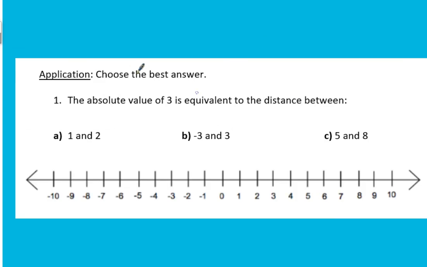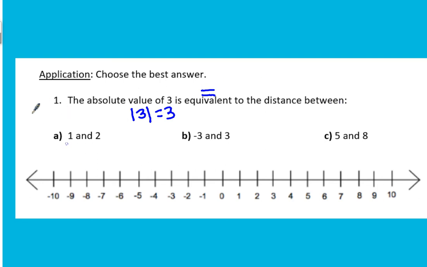As we move into these last two examples, they're a little bit different than what we've been seeing. In this first one it says, choose the best answer. The absolute value of 3 is equivalent to the distance between. So we first want to consider the absolute value of 3. We know that that's equal to 3. We're saying the absolute value of 3 is equivalent to, which just means it's equal to, the distance between. And then we have three different options to look at.